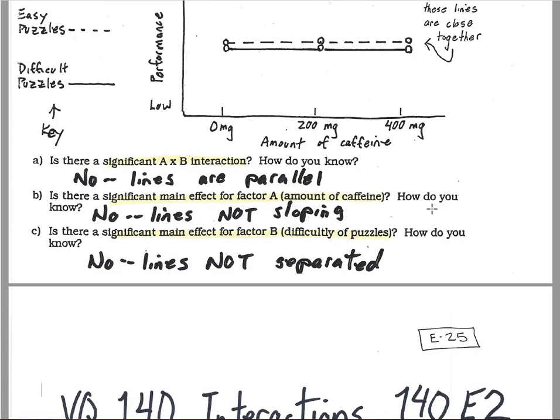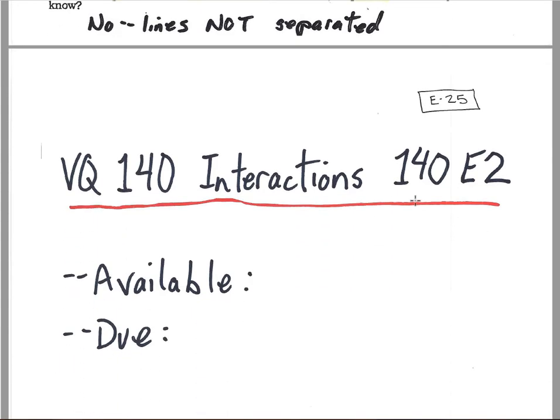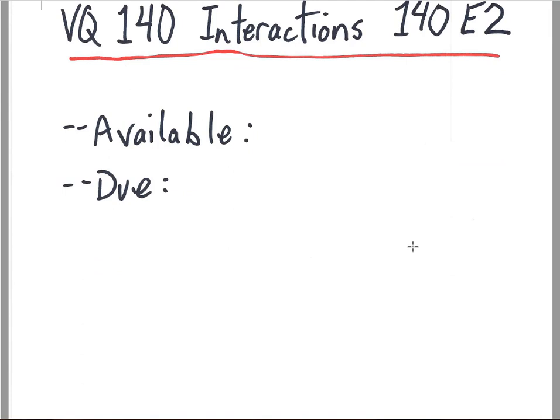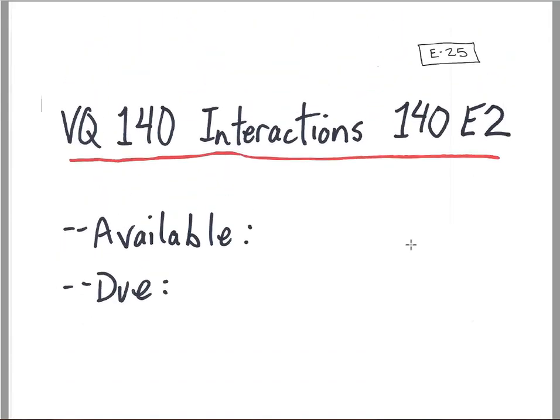This will be the name of the Canvas quiz. It will be called VQ 140 Interactions, 140-E2. It'll be available starting midnight tonight, and it'll be available for 1 week. What's below there? Nothing below there.